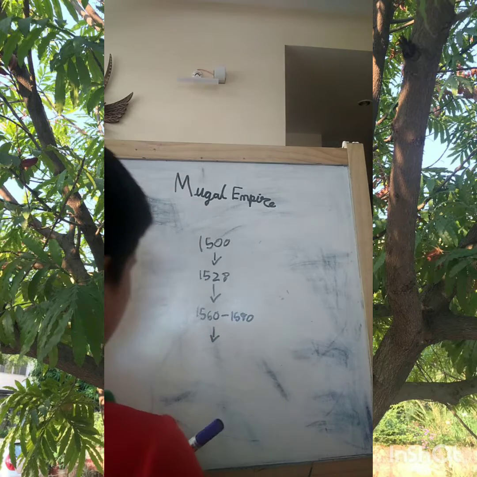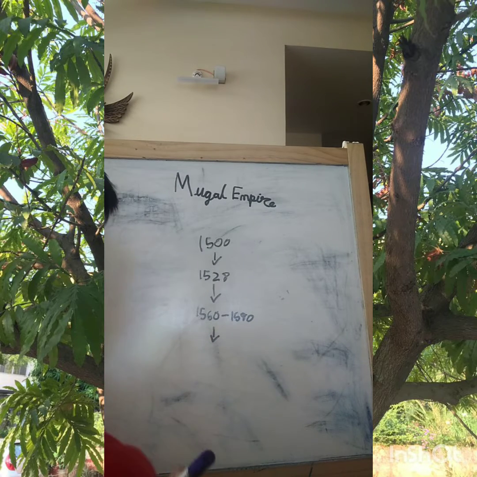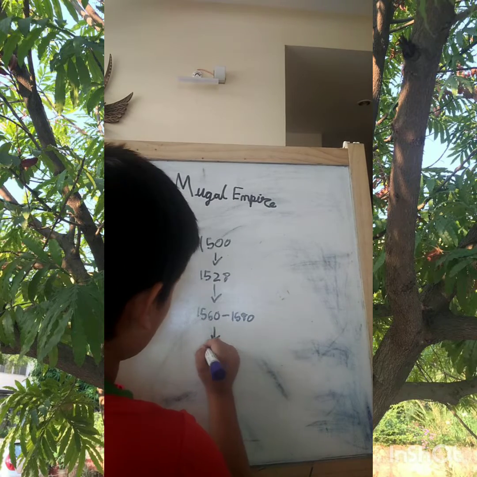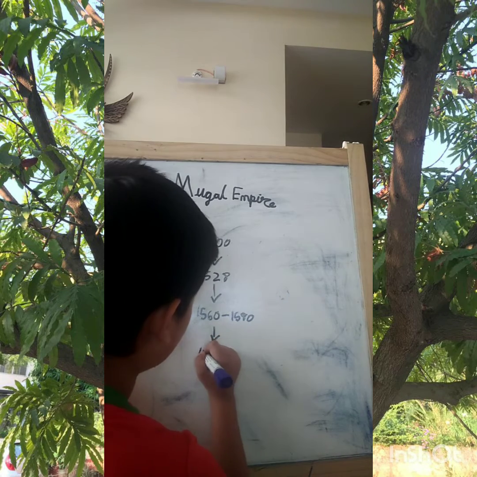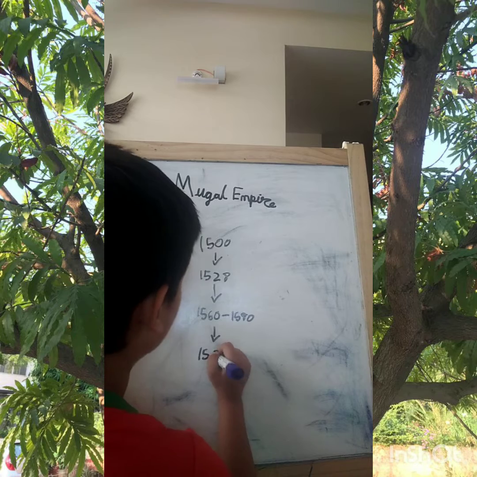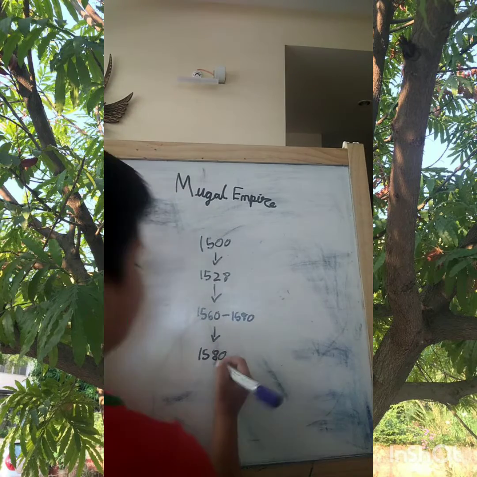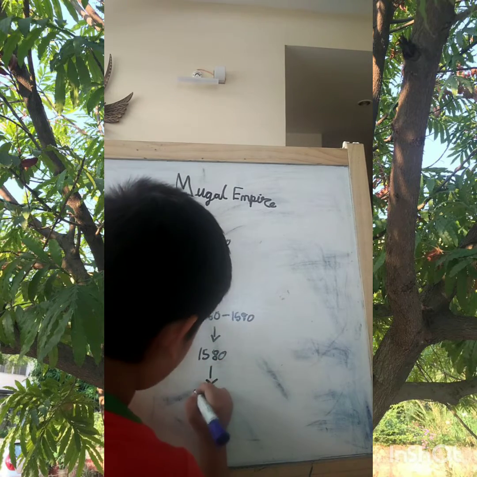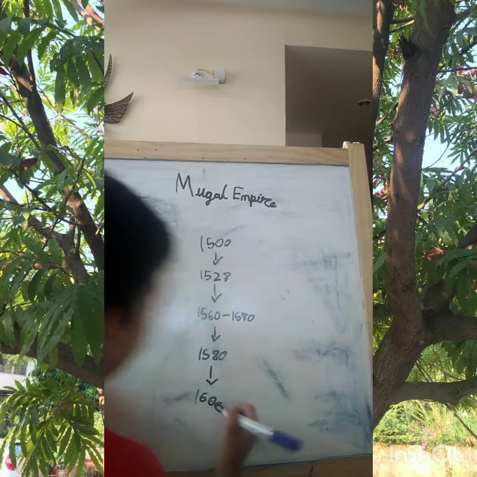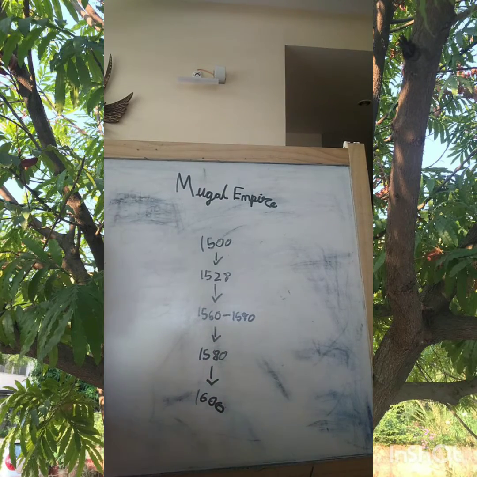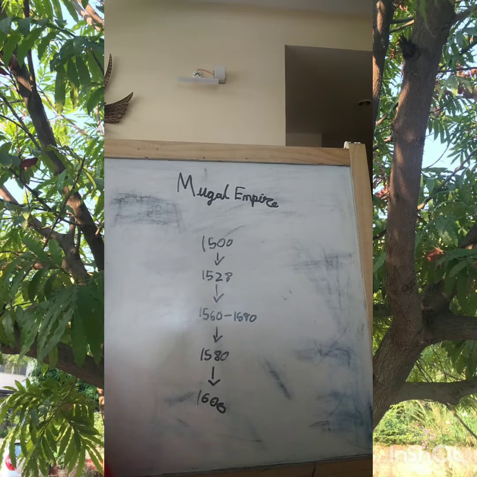Then it was the end of the Delhi Sultan somewhere in 1580, and then by 1600, the Mughal were in full power. But I don't mean full.